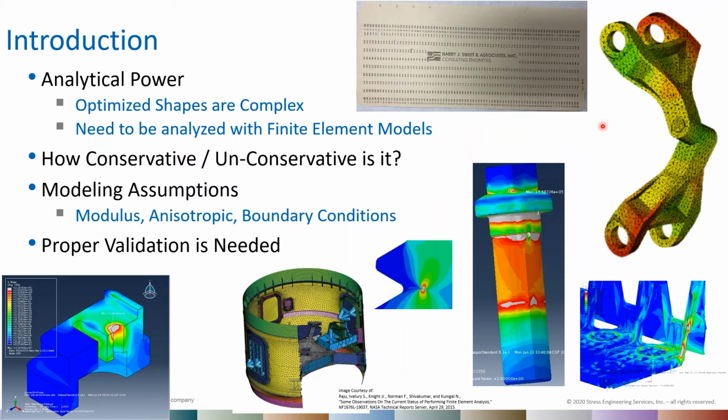Was it built with the right geometry? Are you properly accounting for the modulus of the material that you're using? Is there any anisotropic behavior? Are your boundary conditions modeled in the right way? And so proper validation of these finite element models is needed. Now, I'm not an FEA guy. I'm a testing guy, so I'm a little bit biased towards the testing side. But testing in the real-world environment can give you a lot of answers about what kind of assumptions you should make in your modeling.